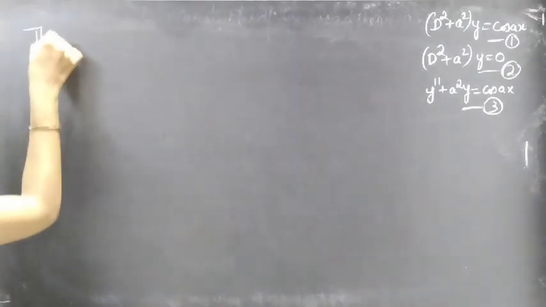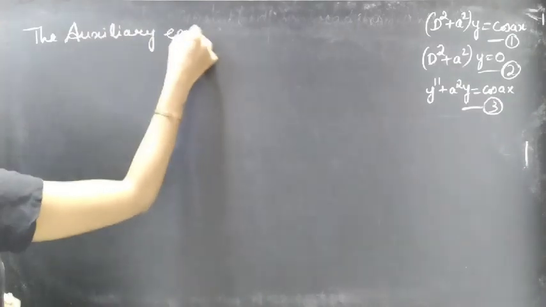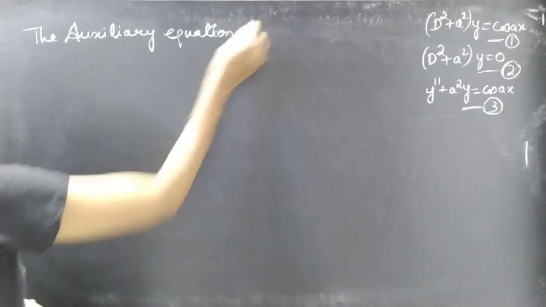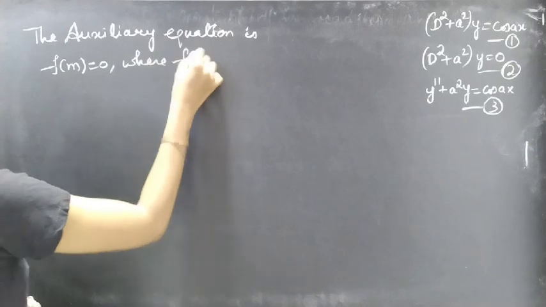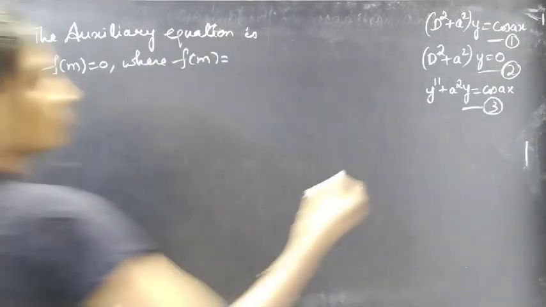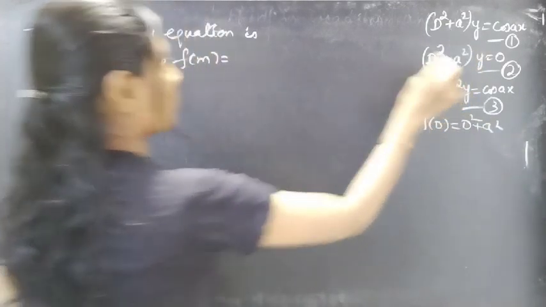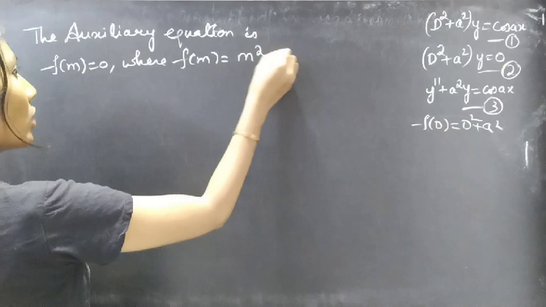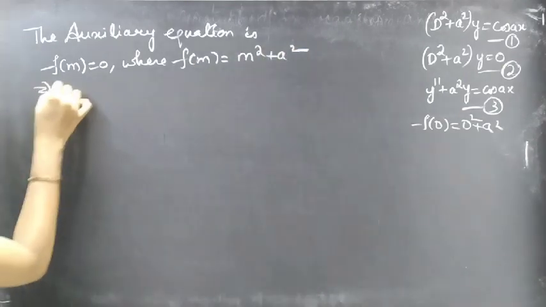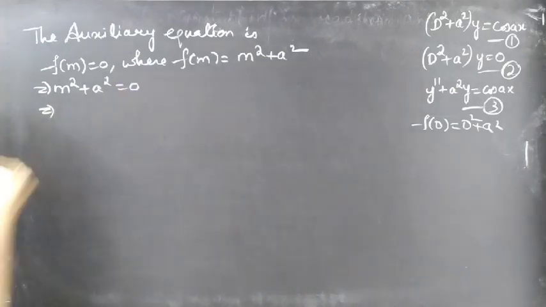Let's now find the solution of the homogeneous equation using the auxiliary equation. The auxiliary equation is f of m equal to 0, where we have f of D equal to D square plus a square. So let's replace the differential operator D by m, so that we get f of m equal to m square plus a square. Then the auxiliary equation becomes m square plus a square equals 0.